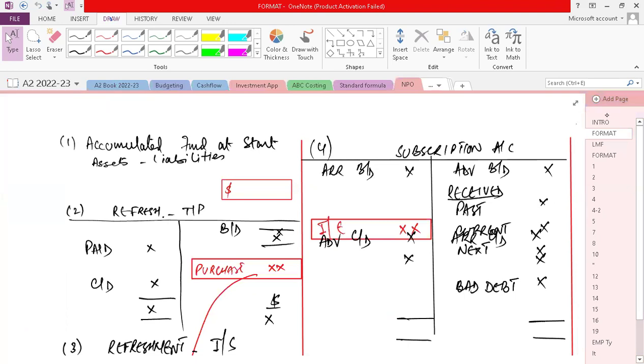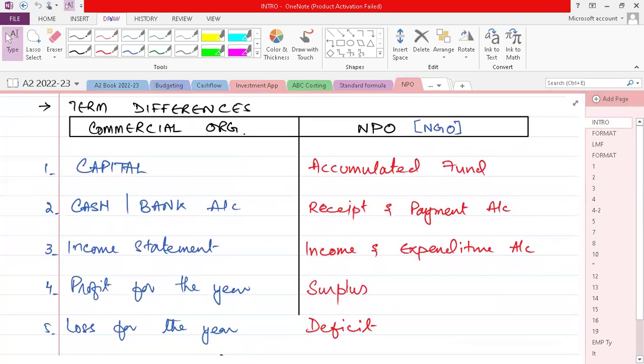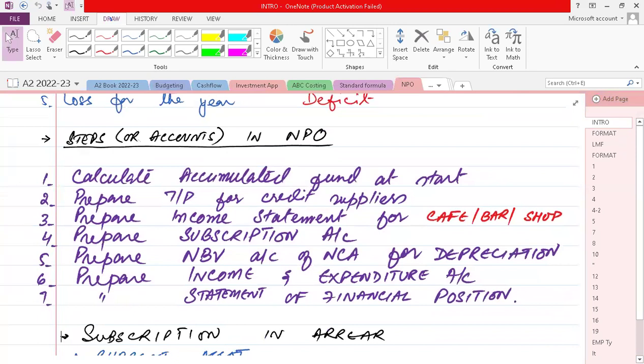So today our topic is non-profit organization. Here is the introduction, the differences between commercial organizations and non-profit organizations. Then there are the steps of non-profit organization.